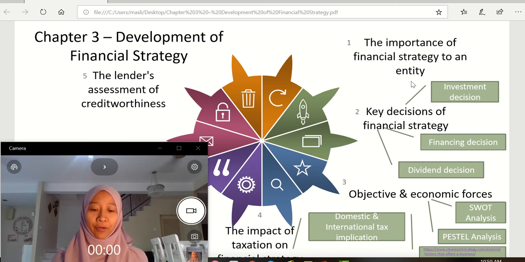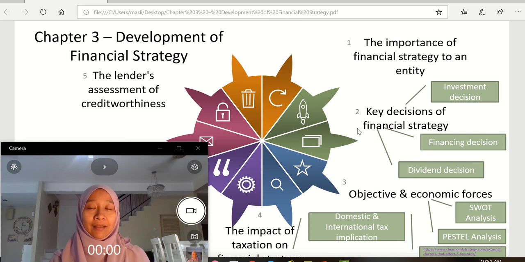So if you look at your textbook, you're supposed to be able to evaluate strategic financial management policy decisions. If you look at page 87, you can see the components that you're supposed to evaluate: the interrelationship between the investment, financing decision and dividend decisions of an entity, the interrelation between these three components. And then you're supposed to be able to advise on the developments of financial strategy for an entity, taking into consideration taxation and other external influences.